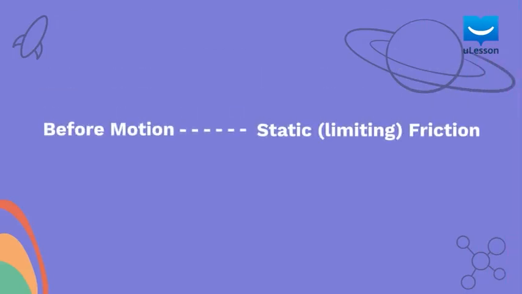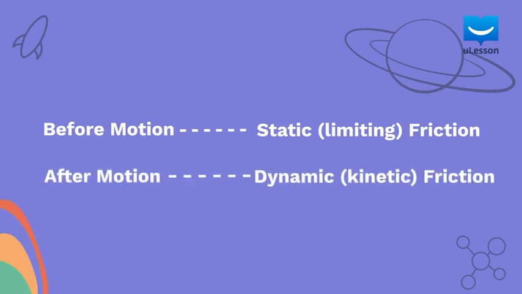In summary, the friction that acts between two surfaces or two objects that you have to overcome before you actually start moving it is what we call what? Static or limiting friction. While on the other hand, the friction that acts between them while they are in motion and tries to stop them from moving over one another is what we call dynamic or kinetic friction.